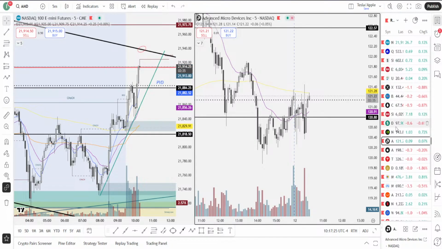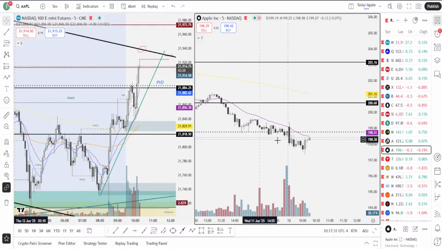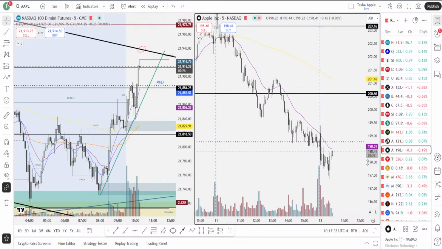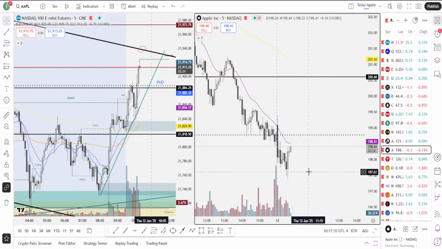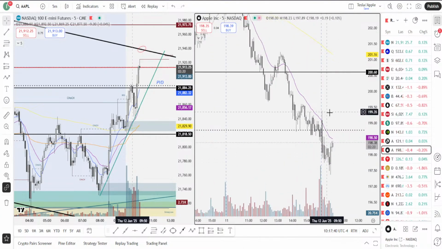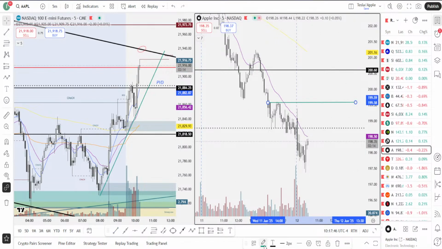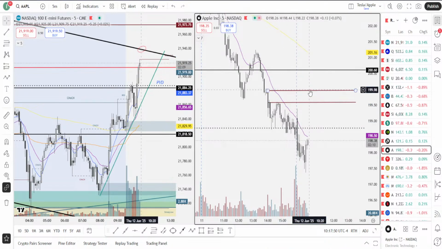And you can look at Apple. Apple's pretty bearish. It is too low to sell for me, though. I would like to sell at previous resistance, like here. Or here.